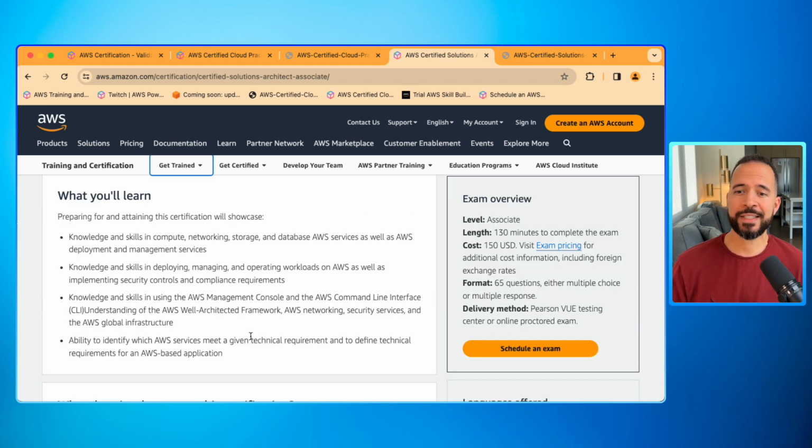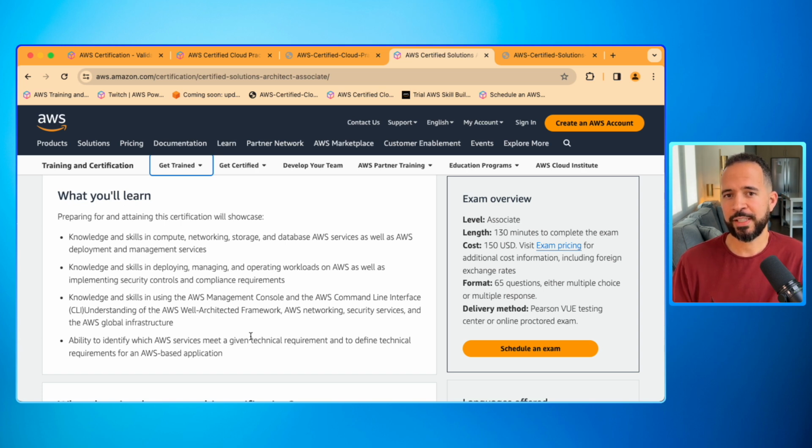Now, the length of this exam is 130 minutes long. Now, remember that Cloud Practitioner was 90 minutes. So as you can imagine, the questions for the Solution Architect Associate are going to be more in depth. They're going to be longer to read through, and that's why you're having more minutes to be able to complete the exam.